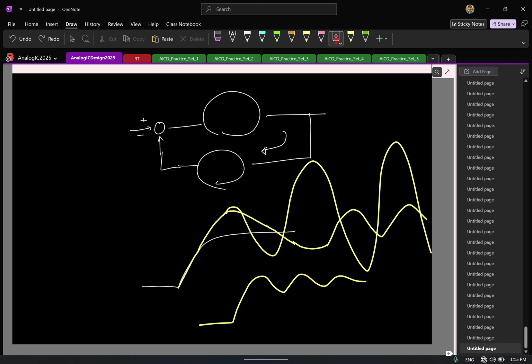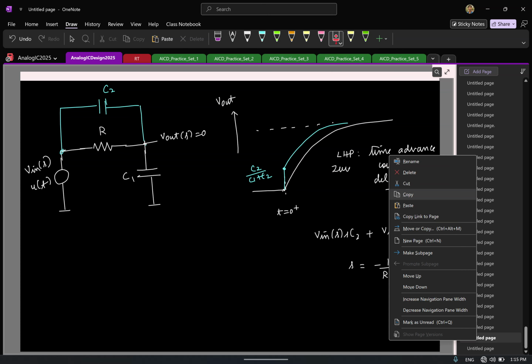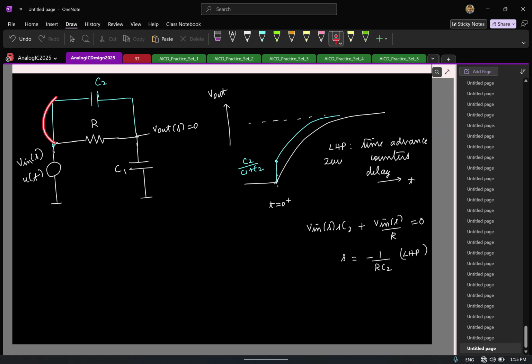Okay. Now let's quickly check for RHP 0 and we'll wrap up. So let's say the same circuit, I have to make the 0 move to RHP. What should I change here? Here I had an LHP 0 because of this calculation. Here I want this to become plus. What should change? As of now, this is minus, right? Solution of this is minus 1 by RC2. Let us say I want to make it plus 1 by RC2. What should change here?